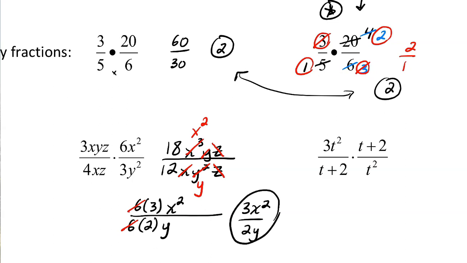And then the last one, you can only divide out common factors. So this entire binomial here is going to divide with this entire binomial. So those are going to divide out, and then the t squareds are going to divide out, and you're left with 3 over 1, which is 3. So that was our warm-up.